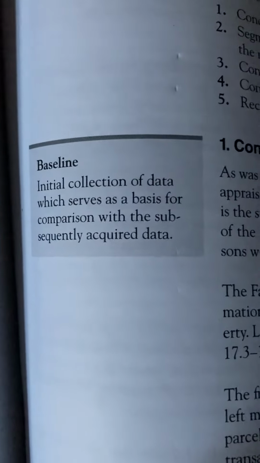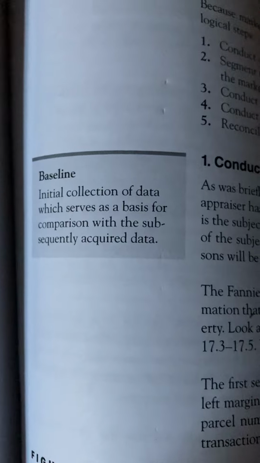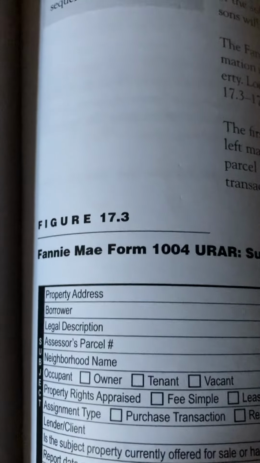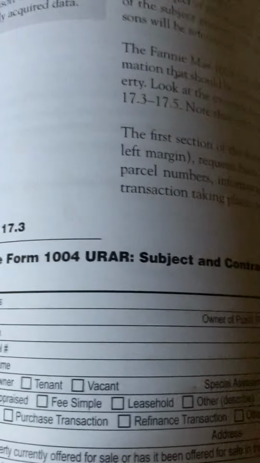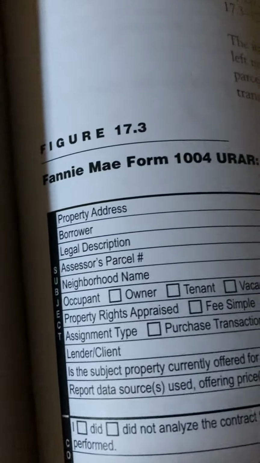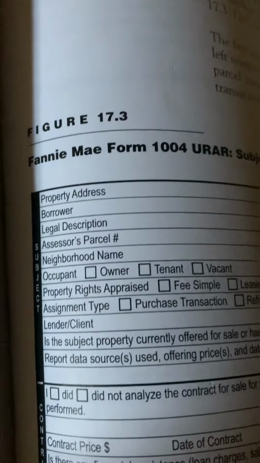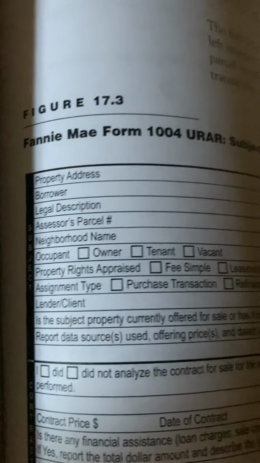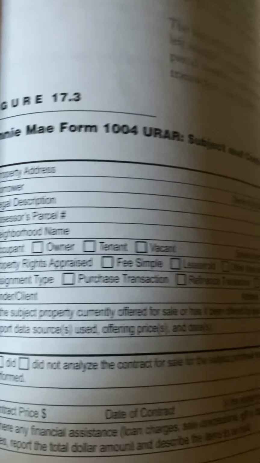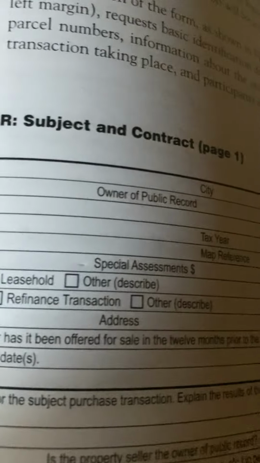Baseline: initial collection of data which serves as a basis for comparison with the subsequently acquired data. Figure 17.3, Fannie Mae Form 1004 URAR, Subject and Contract, page 1. Shows the subject and the contract sections, which cover the property address, the borrower, legal description, assessor's parcel number, neighborhood name, occupant, is it owner, tenant, or vacant, property rights appraised, is it fee simple, leasehold, other, describe.